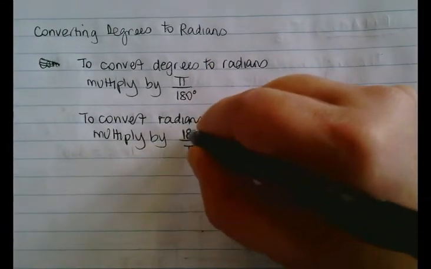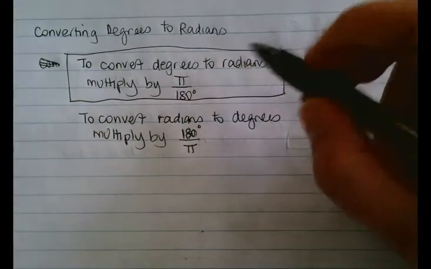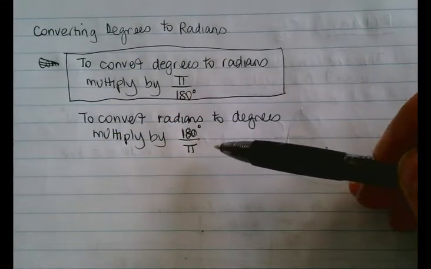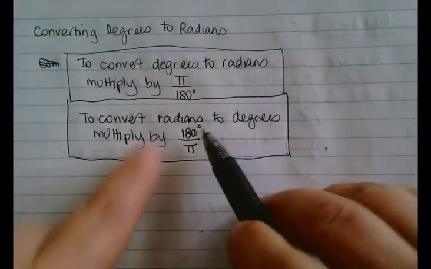So a lot of people get confused. Which one do I do? I just remember if I'm converting to radians, I put the radians on top and then the degrees on the bottom. And if I'm converting from radians to degrees, I put the degree on top and then the radian on the bottom. The reason is you get cancelling out. And I'll do some examples now.